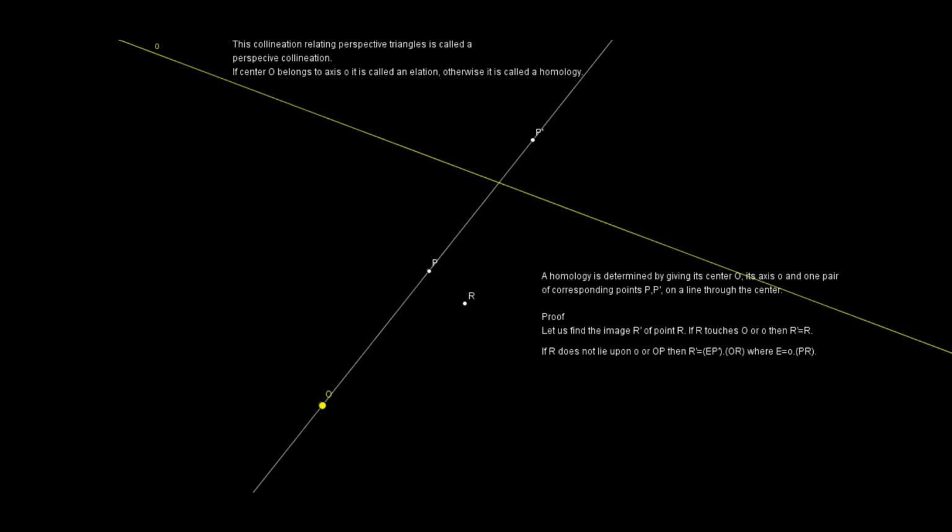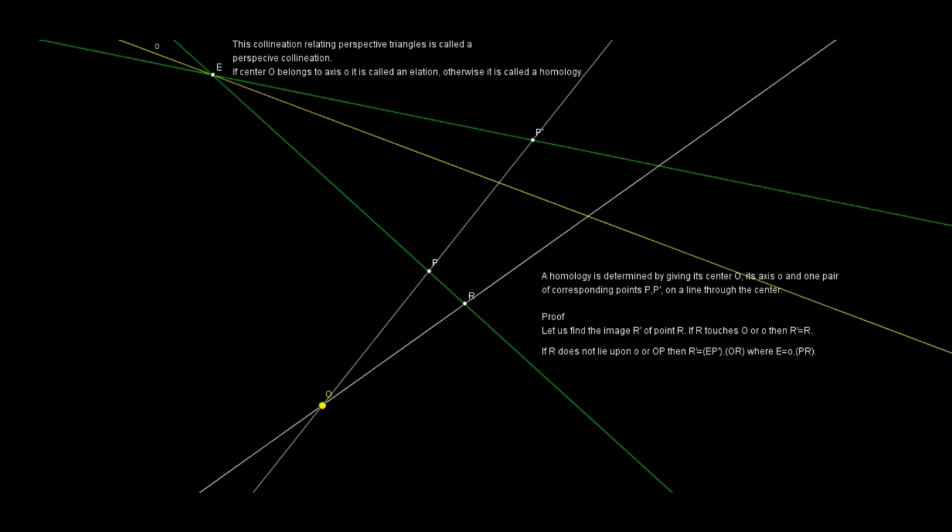Well, firstly, let's find this point E by drawing a line through P and R and finding out where that meets the axis little o. So here's point E. We find it by intersecting the green and yellow lines. And now, fairly simply, we just have that R' is going to be equal to the place where a line through this new point E and our other image point P' meets the line through O and R. So intersecting those two, we find that R' equals EP' intersected with OR. So that's the general case, how to determine the image of a point R.